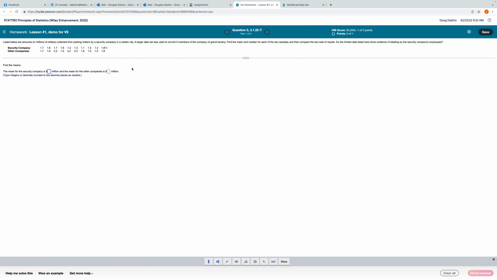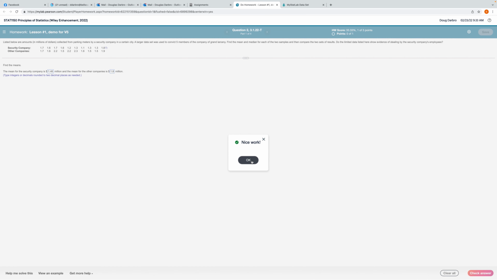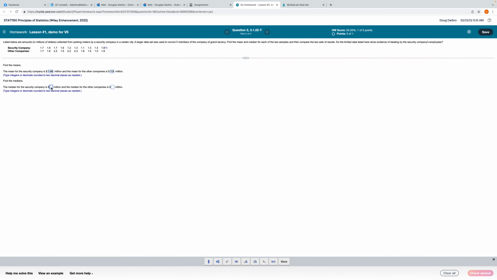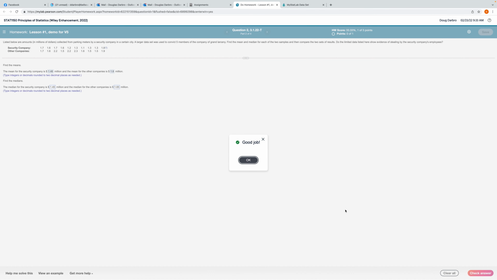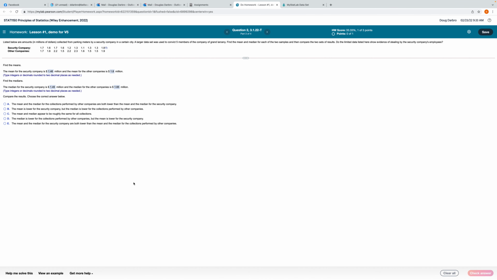So the mean for security is 1.46, and the mean for the other companies is 1.8. The median for the two companies looks like 1.45 and 1.65. Now, that's the easy part. They usually come in with some relatively tricky questions. Okay, so here we go. Compare the results. Choose the correct answer from below.